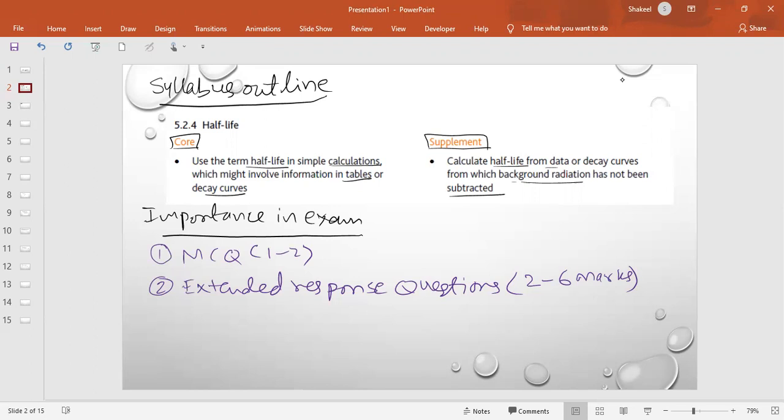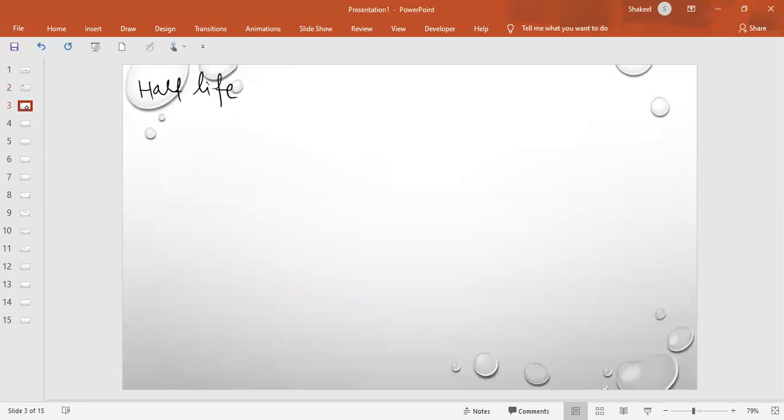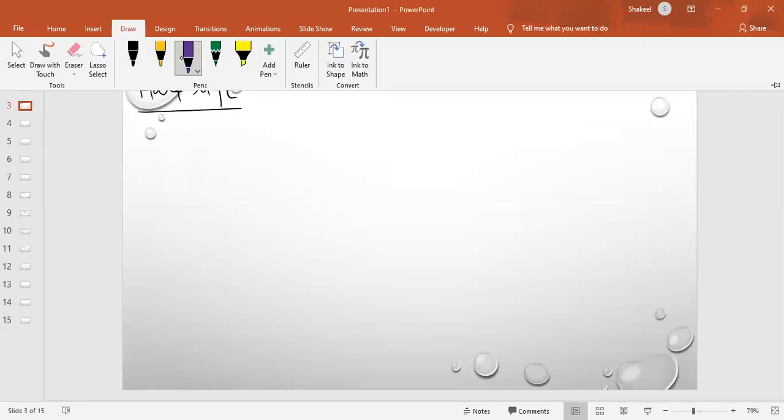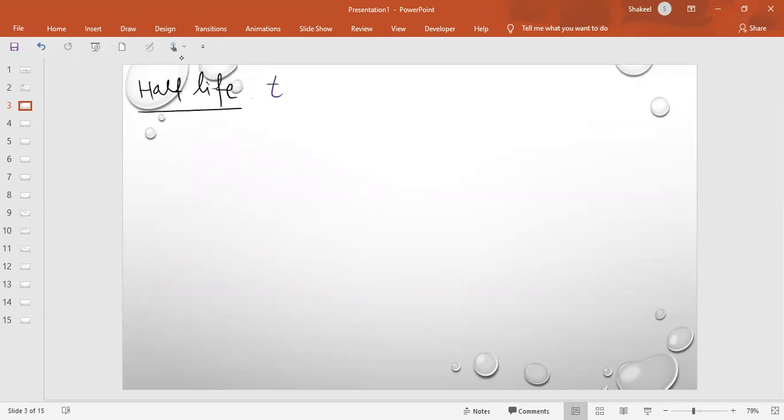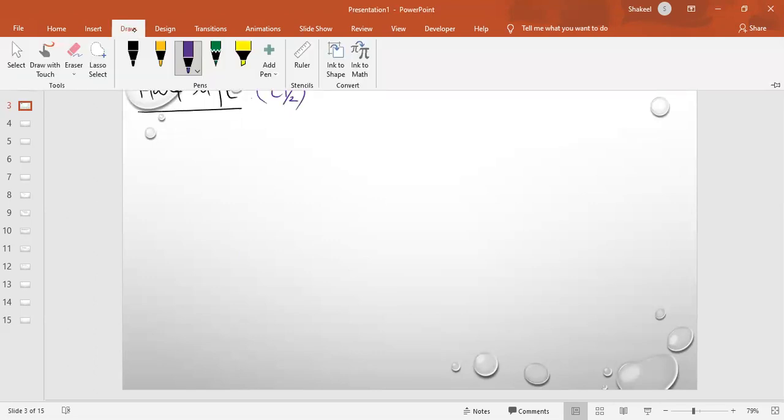Well, talking about its importance in exam, 1 to 2 MCQs can come from this concept, and in extended response questions, 2 to 6 marks can come from this topic. Well, let's talk about half-life now. Half-life is represented with a symbol of small t and a subscript 1/2. So this is the symbol for half-life. So now we'll see how we define it.